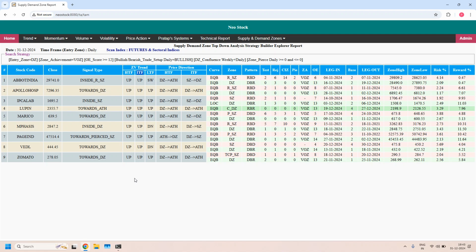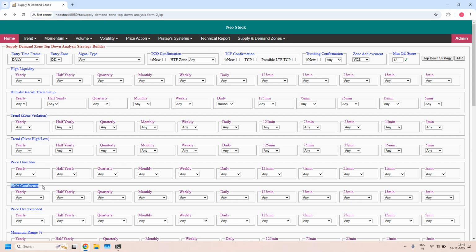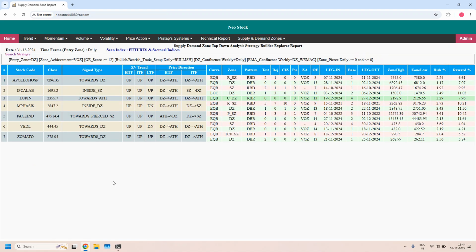If weekly zone is having weekly EMA confluence, it could be even more high probability trade setup stocks. Let us verify. In the EMA confluence at weekly time frame, because daily zone is part of the weekly zone, I am setting the filter weekly demand zone having weekly EMA confluence. With this filter, from those 9 stocks, we got 7 stocks. All these 7 stocks are high probability setup supported stocks, because the daily zone is part of the weekly zone and the weekly zone is having weekly EMA confluence.